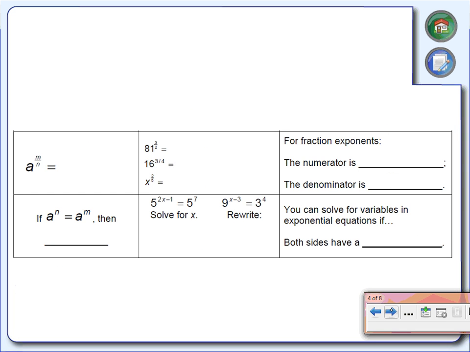This next one that we're looking at says a to the m over n. Okay, so it's not a 1 for our numerator anymore. It could be any number. It could be a 3. It could be a 4. It could be a 5.